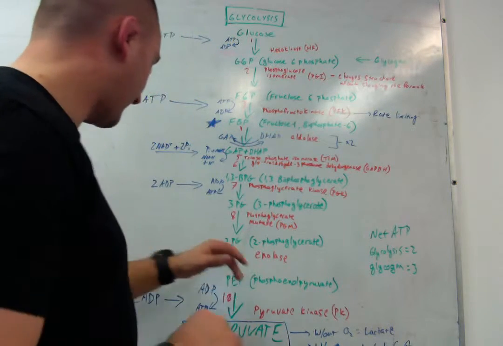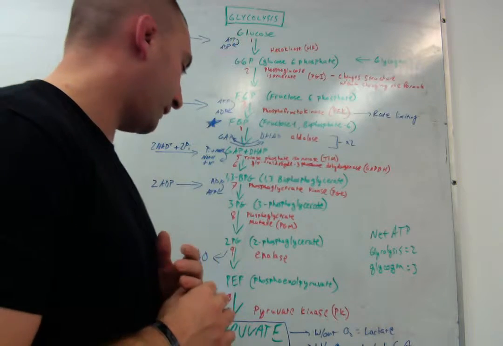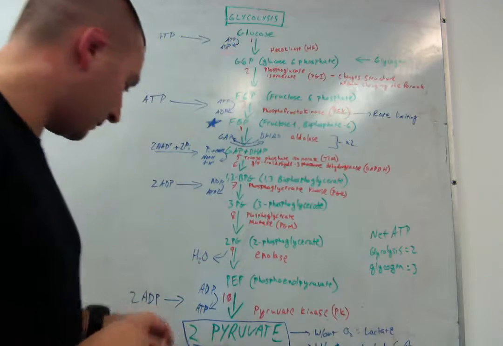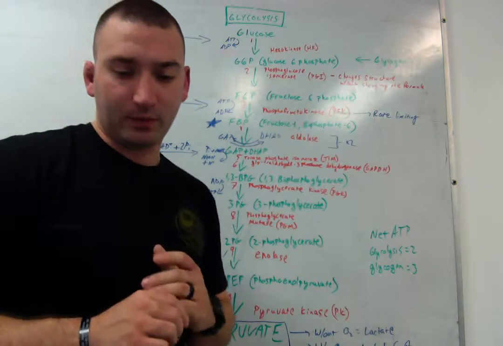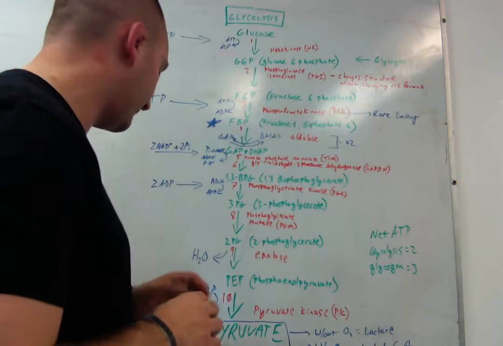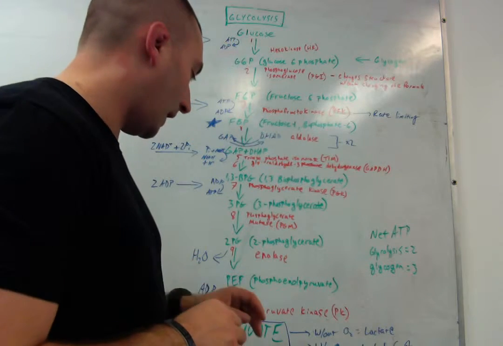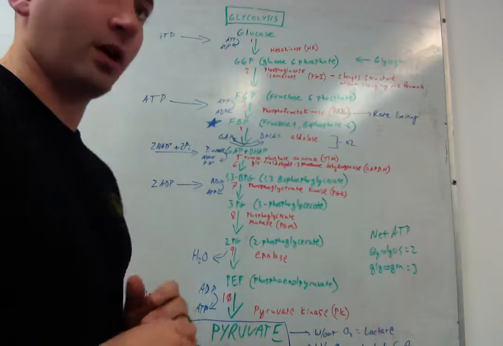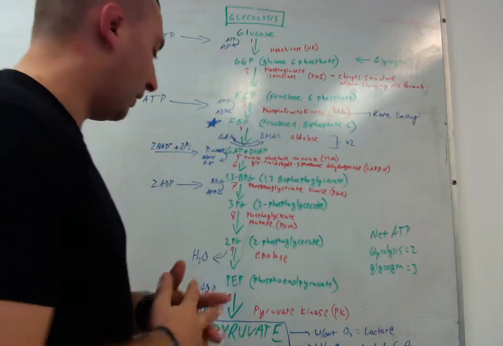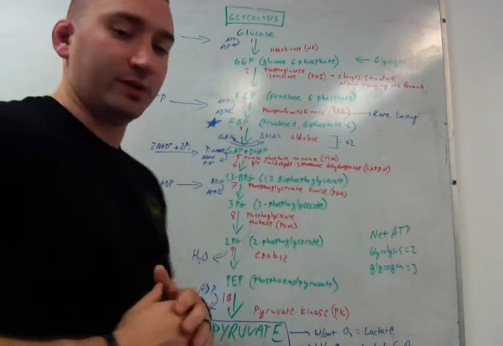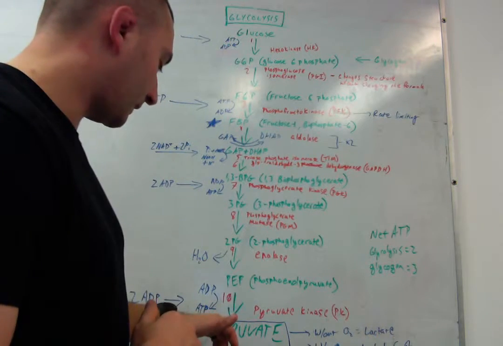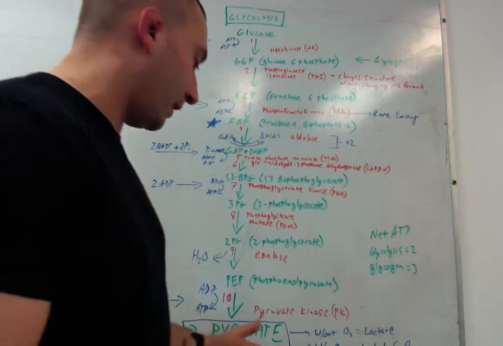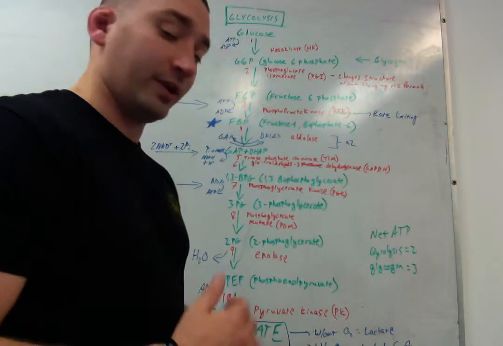And then we're also going to move down to phosphoenolpyruvate, and we're going to gain another two ATP molecules at this stage, and the enzyme pyruvate kinase will then give us our pyruvate at the end. Now, like I said before, since we split it up into two separate processes, we're actually going to gain 2 pyruvate at the end.